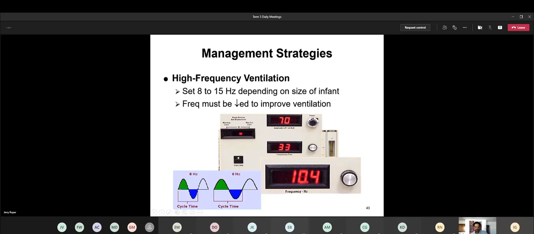And then when it comes to when you have too little CO2, then you're going to need to increase your hertz. And now you're making the curve a little bit more narrow, which means less volume.